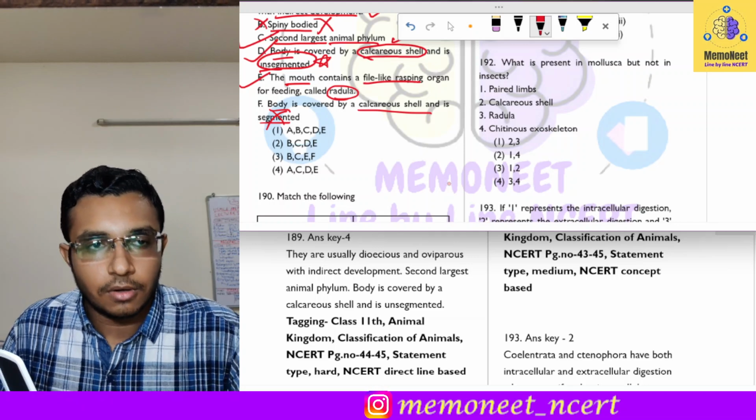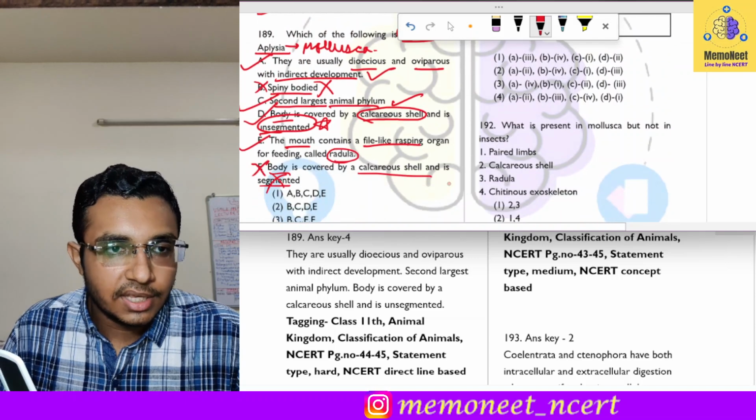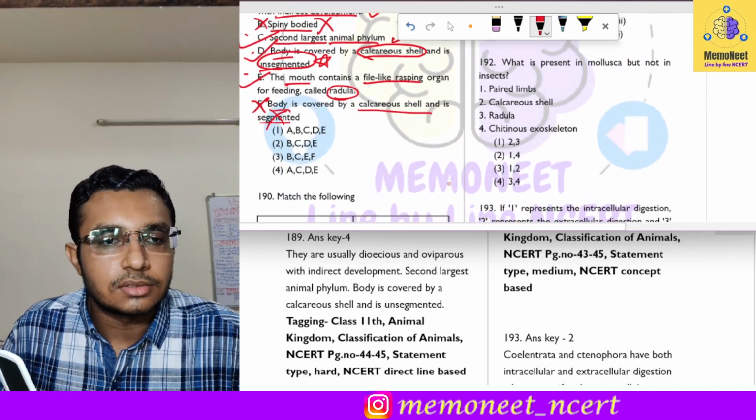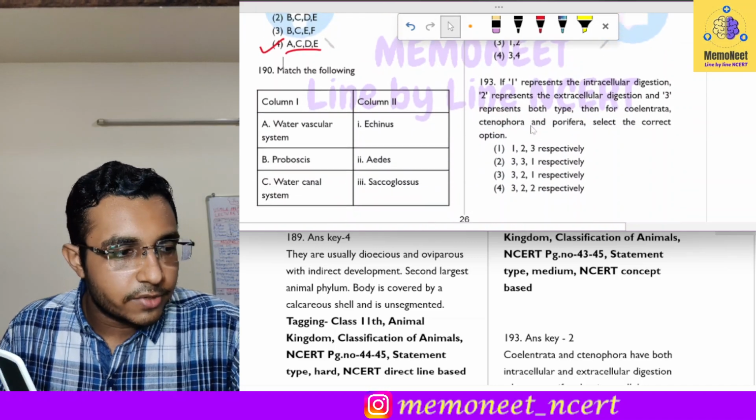Okay, these are not segmented, so statement F is incorrect. So among the following statements, the correct statements are A, C, D and E. So the correct answer of this question will be option 4. Next is question number 190.